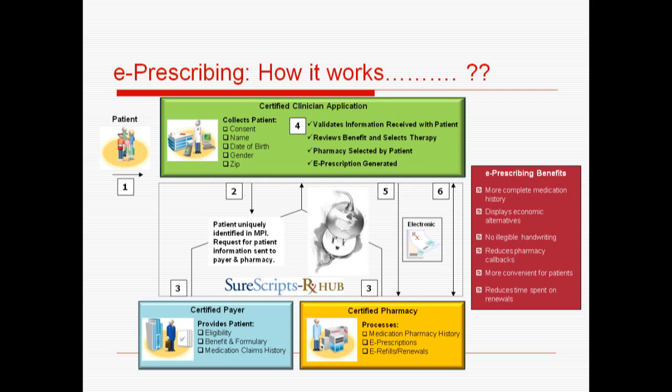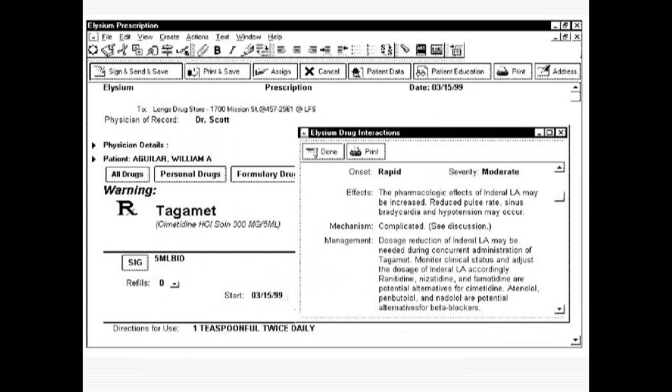So in the sixth step, an equilibrium or communication is established between the certified pharmacy and the certified clinical application, because they are in contact with each other through electronic means. So this is how an electronic prescription looks. It gives options like sign, save and order, print and save, assign, cancel.